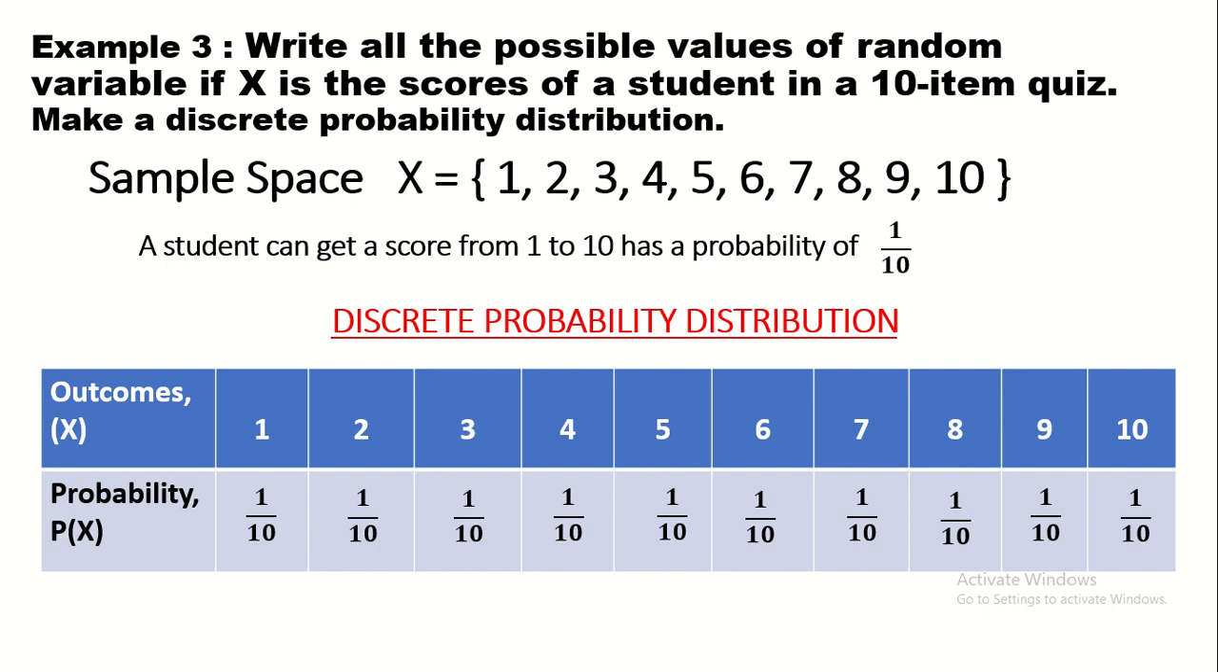Sa pangalawang property naman ng discrete probability distribution, dapat wala daw pong bababa sa 0. Ano nga ba yung bababa sa 0? Negative lang. So, dapat sa P of X natin, walang negative. Pangalawa, wala ring tataas sa 1. Walang pwedeng 1.1 pataas. Yun ang pangalawang property natin for the discrete probability distribution. Dito, nasunod niya lahat ang property, kaya siya ay valid discrete probability distribution.